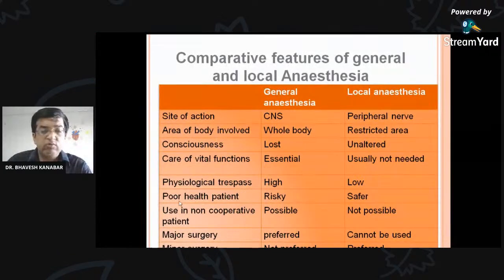In case of a poor health patient, for general anesthesia the anesthetist always carries out tests of vital function as well as an overall health assessment. If it is risky, it cannot be given to a poor health person, while local anesthesia is safer. General anesthesia can be used in a non-cooperative patient, for example a patient having some mental illness who is non-cooperative; then we can give general anesthesia.